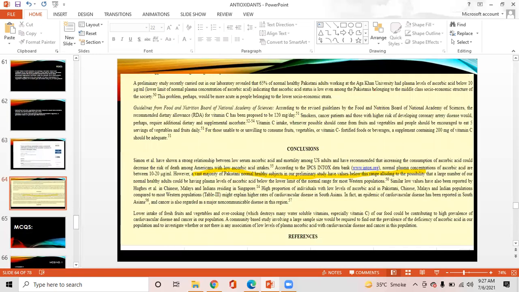Another study was done comparing many countries, and Pakistan was also considered in the study. It shows that a vast majority of Pakistani normal healthy subjects have comparatively lower levels of plasma ascorbic acid as compared to the Western population.